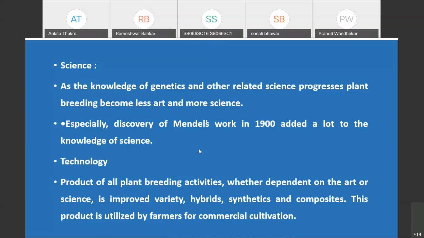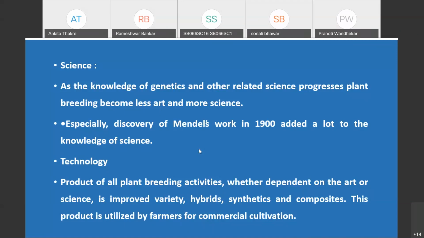Okay, the superior variety which is developed by using the principles and methods of plant breeding, a new crop variety is released and then it is utilized by the farmers for commercial cultivation. And that's why nowadays we can rightfully refer to plant breeding as a new technology.